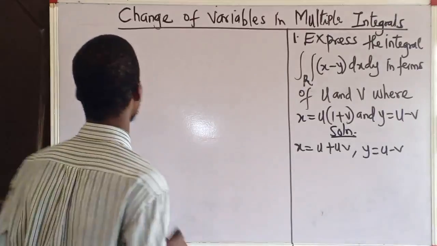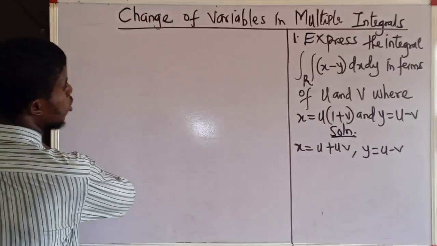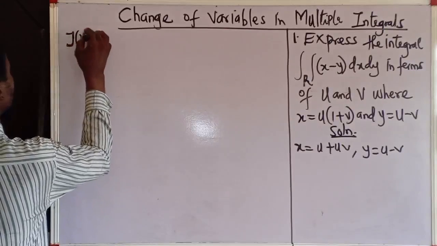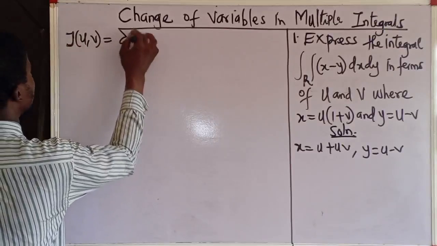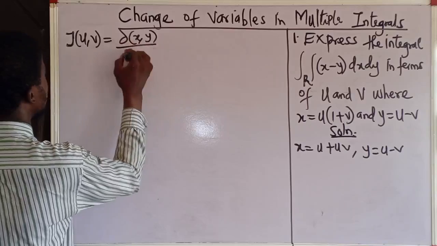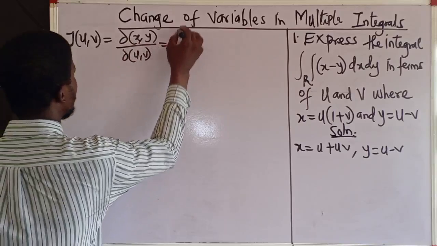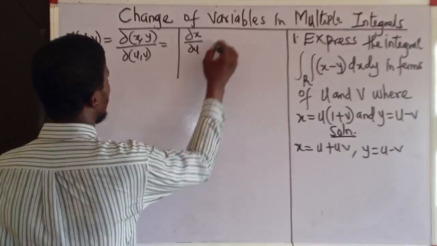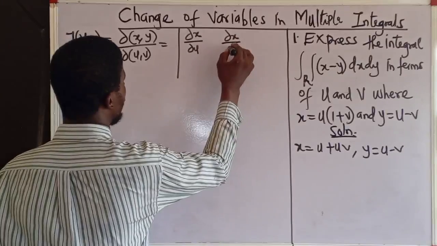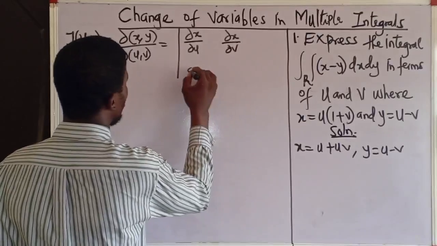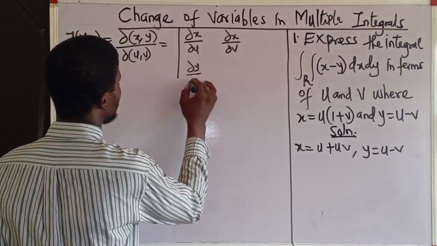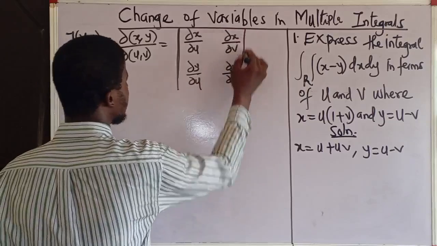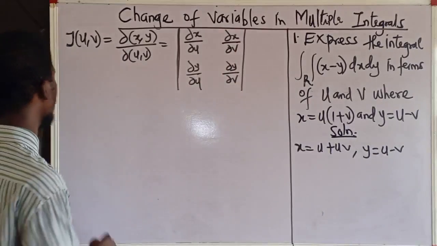What we are going to do is to determine what we call the Jacobian, or the Jacobian determinant. The Jacobian of x and y with respect to u and v is the determinant of the partial derivative of x with respect to u, of x with respect to v, the partial derivative of y with respect to u, and of y with respect to v. Partial derivatives.